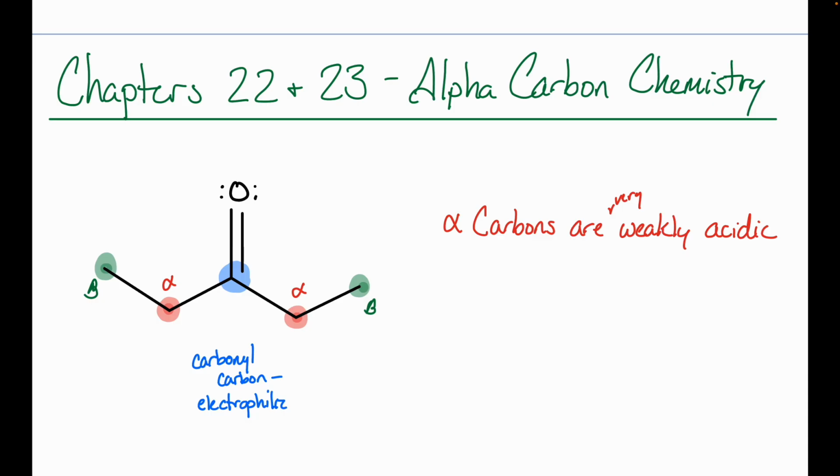So by weakly acidic, by very weakly acidic, I don't mean that we take an aldehyde or ketone and add it to water and all of a sudden the pH drops really significantly. We don't think about them as normal acids like we would hydrochloric acid or even like acetic acid, another weak acid. These very weakly acidic alpha carbons, the bottom line here is they can be deprotonated. So if we have a base strong enough, we can actually remove a hydrogen from that alpha carbon.